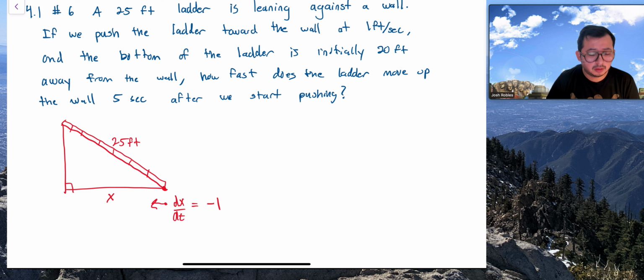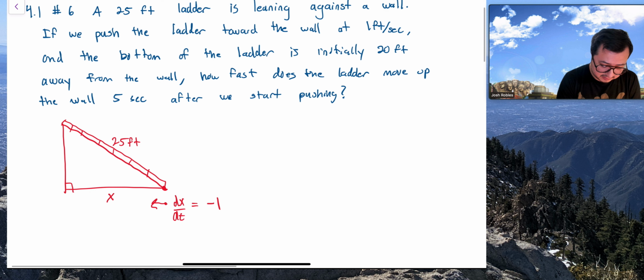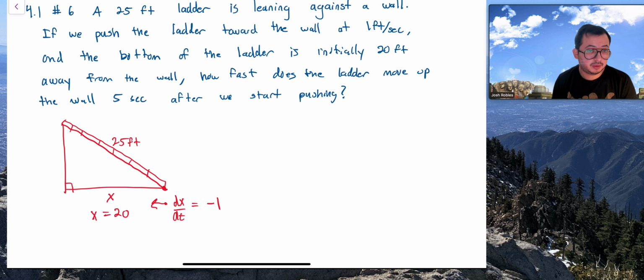All right, it says the bottom of the ladder is initially 20 feet away from the wall. So that length is moving throughout the problem. We can keep in mind that this is going to be 20, but that's not something we can plug into our equations just yet, because x is a proper variable changing through the problem.